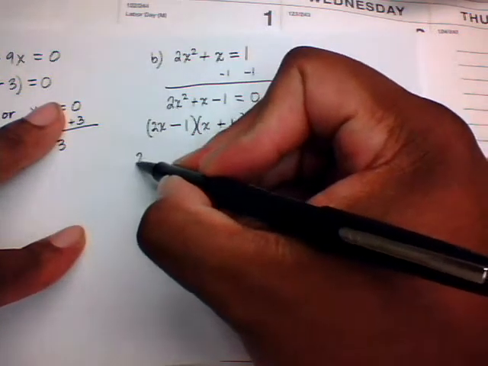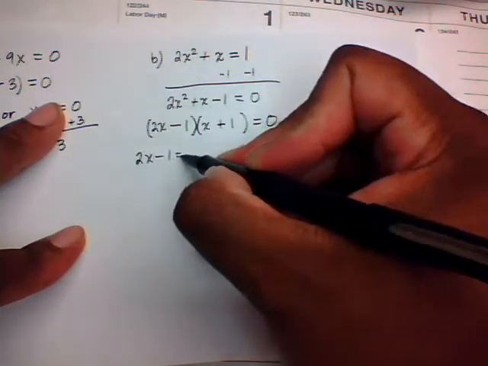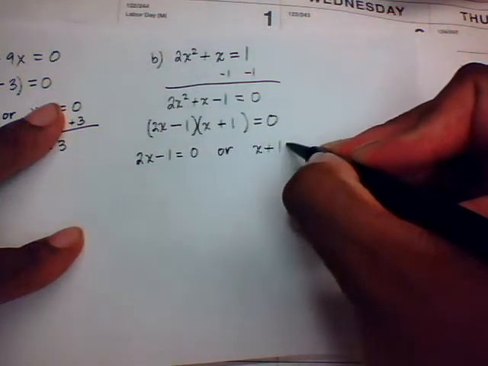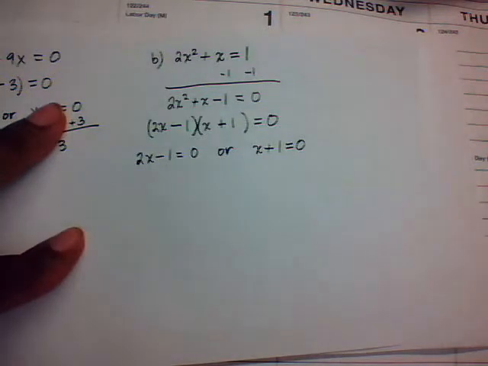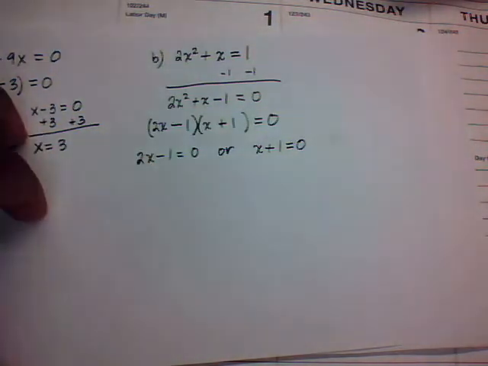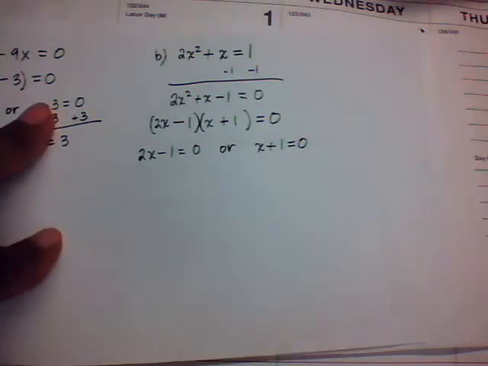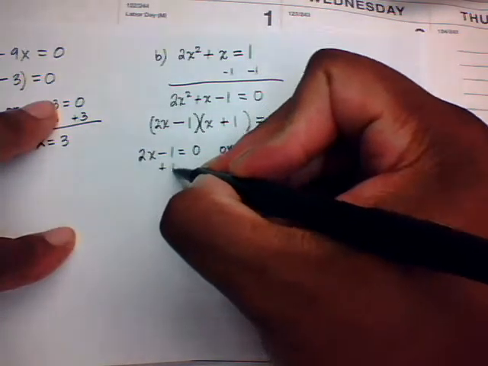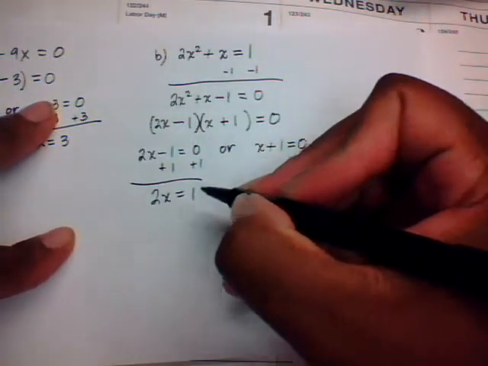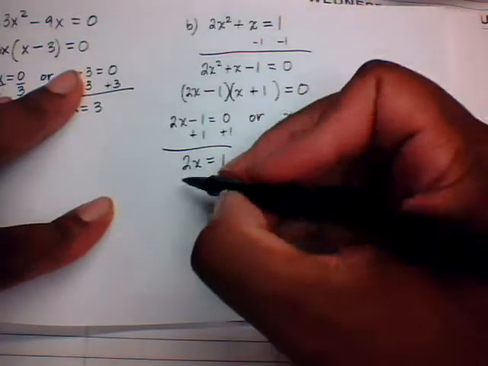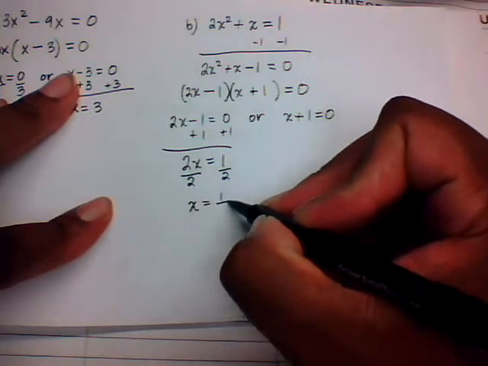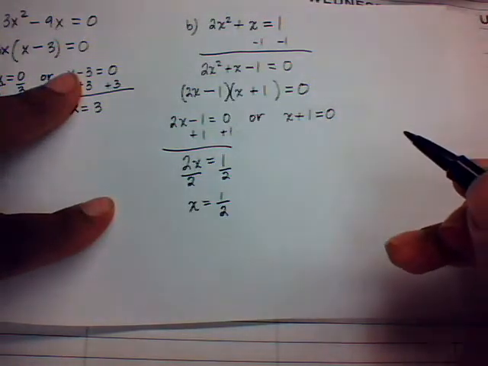This means 2x minus 1 equals 0, or x plus 1 equals 0. And each equation I'm going to solve for x. So for 2x minus 1 is equal to 0, if I add 1, I'm going to have 2x equals 1, and then divide by 2. That means x equals a half.